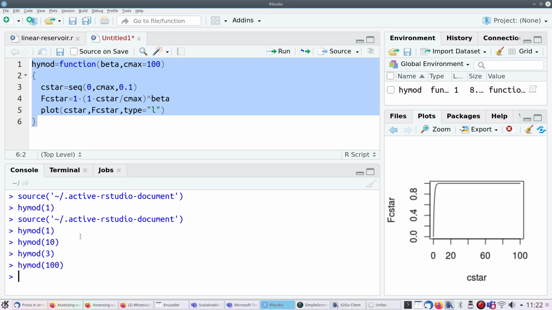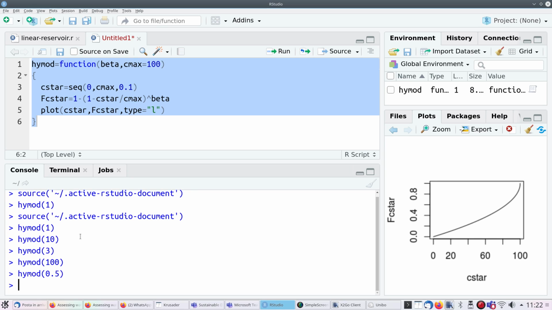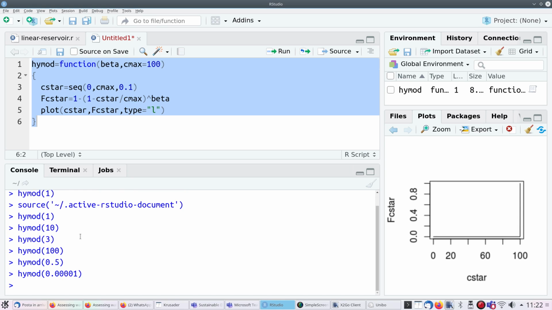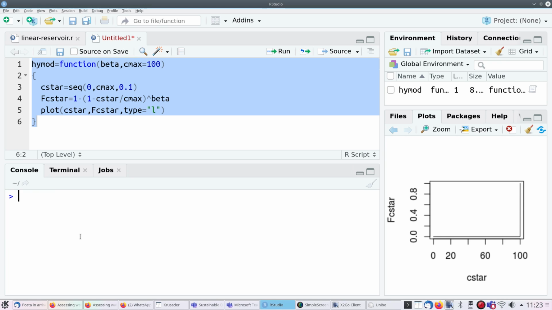Good. What happens if beta is less than 1? 0.5. Okay, now it's a convex curve. If beta is very close to zero, I am flattening the curve to the x-axis. What does this mean from a physical point of view? Remember what is F C star? So let me clean the console. And let's look at this plot.